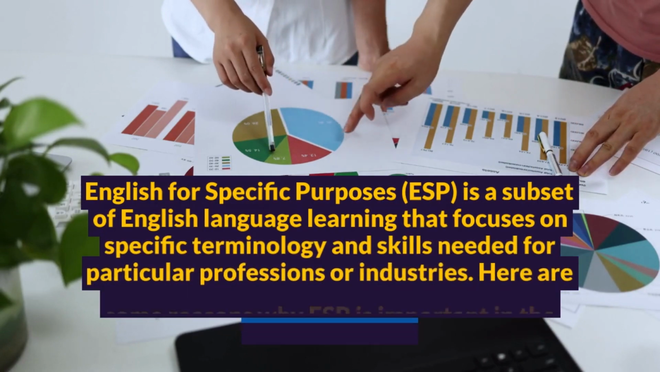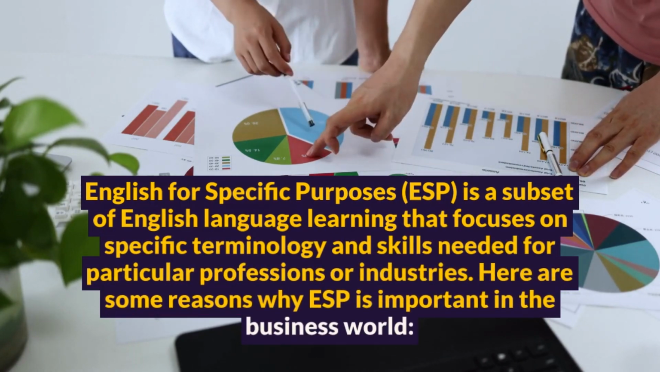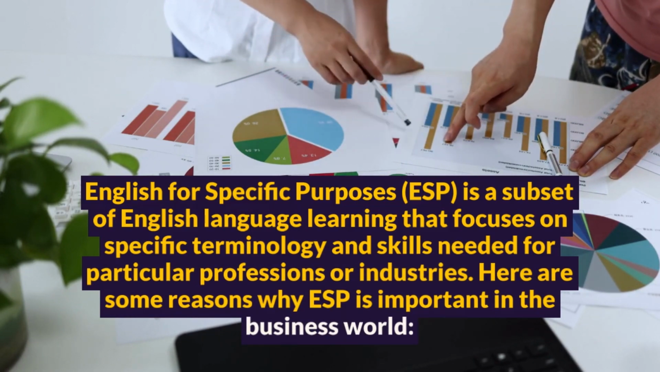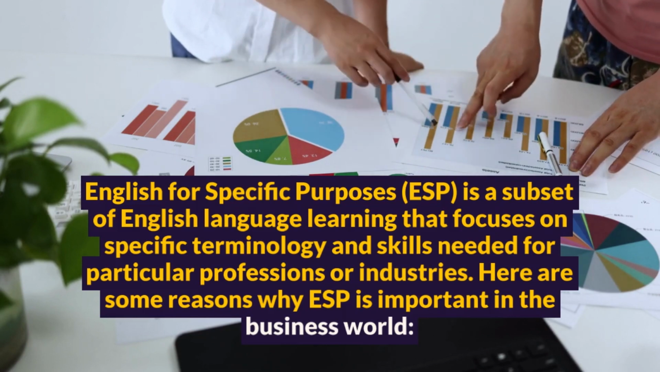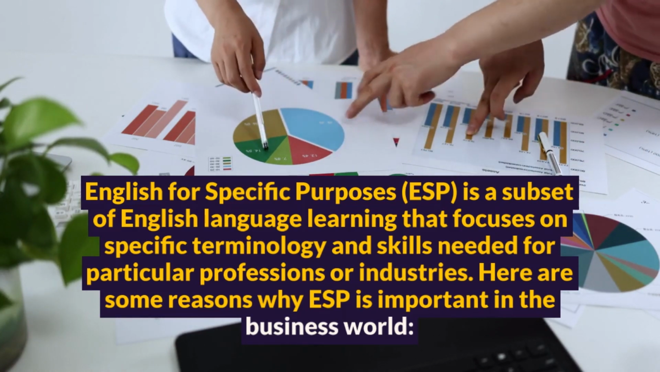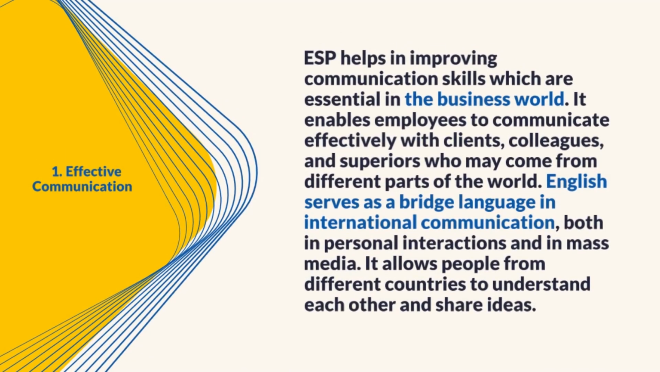English for Specific Purposes, ESP, is a subset of English language learning that focuses on specific terminology and skills needed for particular professions or industries. Here are some reasons why ESP is important in the business world. 1. Effective communication. ESP helps in improving communication skills which are essential in the business world. It enables employees to communicate effectively with clients, colleagues, and superiors who may come from different parts of the world.